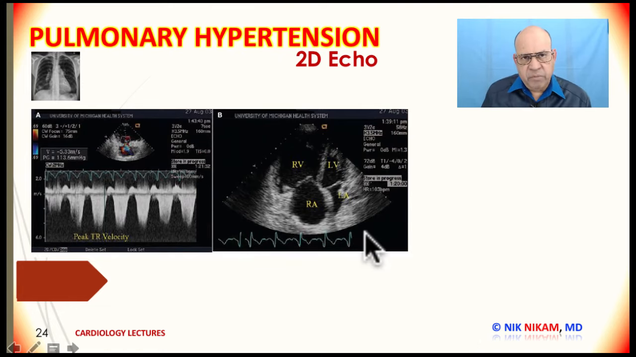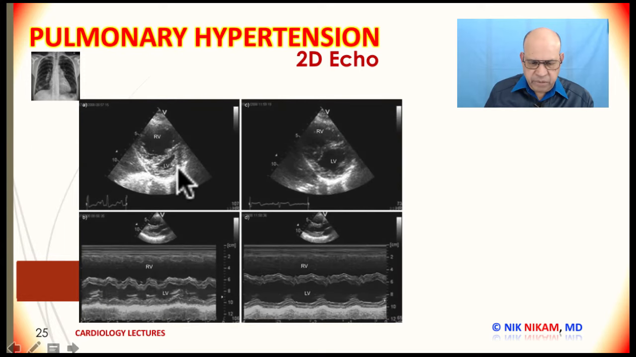Some of the hallmark findings in patients with pulmonary hypertension include a significantly dilated right ventricle, which can be almost 2 to 3 times the size of the left ventricle. Again, there is a significantly dilated right atrium, which could be 2 to 3 times as big as the left atrium. There is severe tricuspid regurgitation, which also reflects the pulmonary arterial systolic pressure.